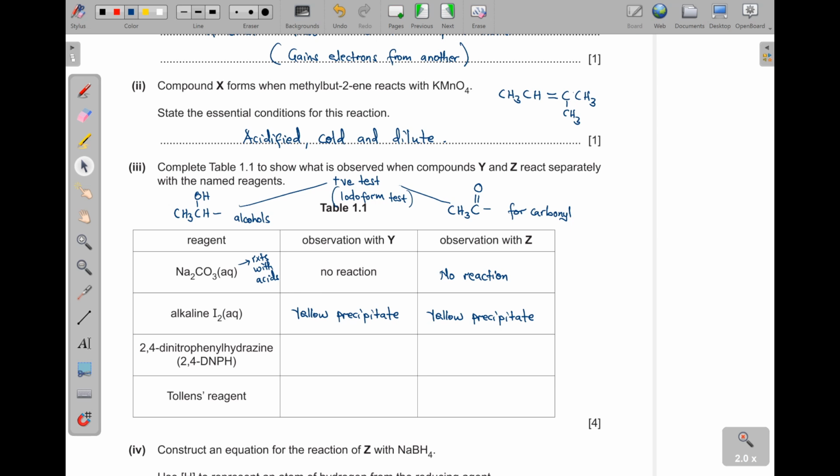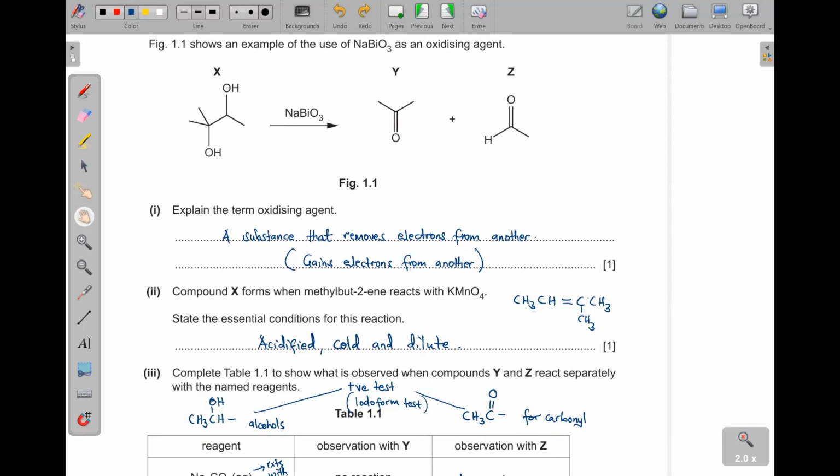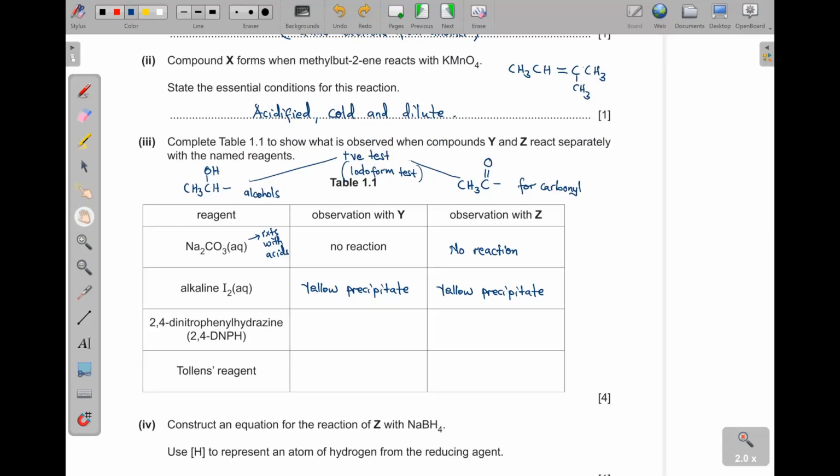Then we go to the next. This is 2,4-dinitrophenylhydrazine. This one gives a positive test. The positive test here is seen for carbonyl compounds. So Y is a ketone. This one is an aldehyde. So they both give a positive test, which is actually an orange precipitate. So the same is what I'm going to put here.